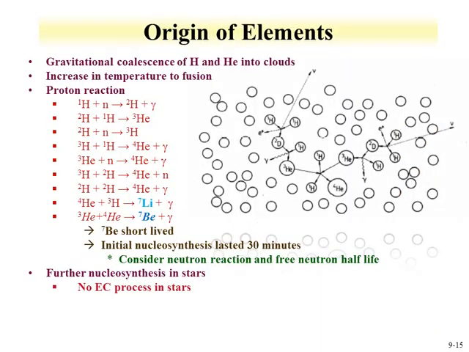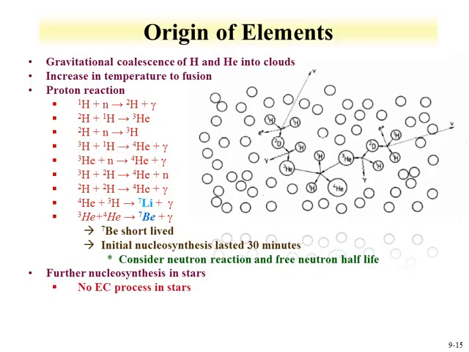So we can think about the origin of the elements after the Big Bang, with gravitational coalescence of hydrogen and helium into clouds. Once these clouds got dense enough, temperatures could increase to fusion temperatures, and there's a list of reactions given here: protons plus neutrons going to deuterium, helium-3, and so on, peaking at helium-4 reactions, where we get a lot of energy from fusion.